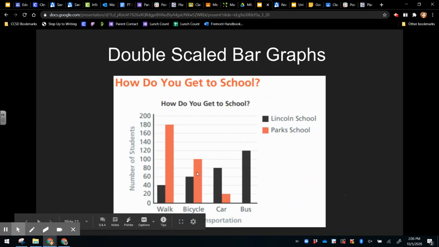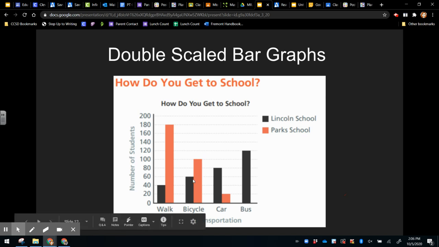What about this black bar here? That's above bicycle. Is it showing us about Lincoln School or Park School? Yeah, it's about Lincoln School. And it looks like about, I'm going across so I can see, 60 students ride their bicycles to school. What about Park School? Is it more or less? Well, Park School is red, and the red bar is taller than the black bar, so it's more. And it looks like it's 100 students.